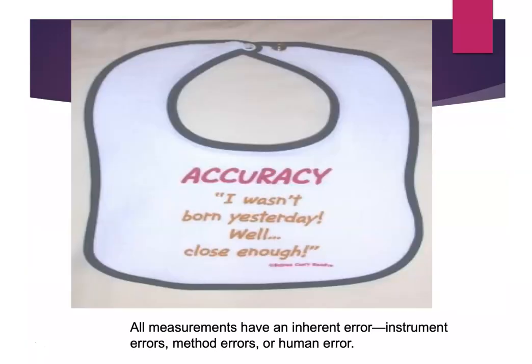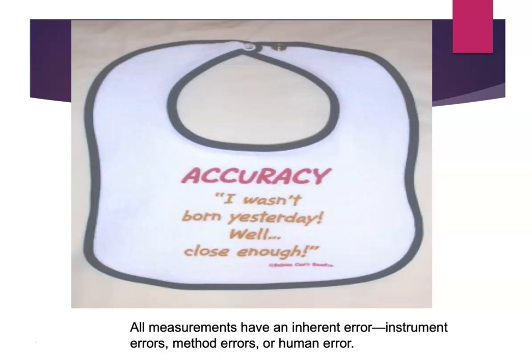So there's no such thing as a perfect measurement. All measurements have some error. We have that estimated digit. There's instrument errors. The method may not be appropriate. You just make mistakes sometimes. Now, you're not going to talk about human error when you go to write about lab reports, but there's still going to be an error in every measurement.